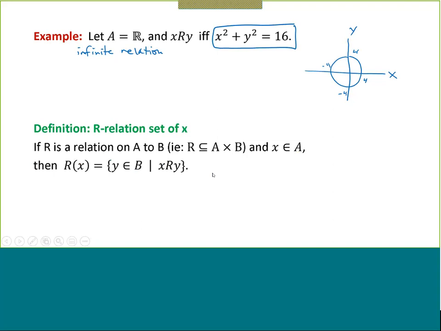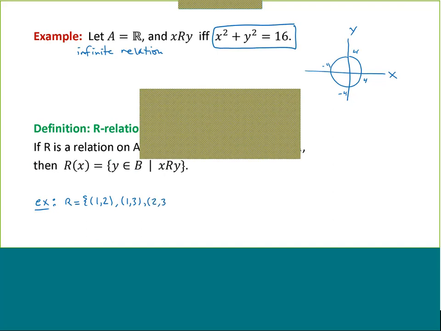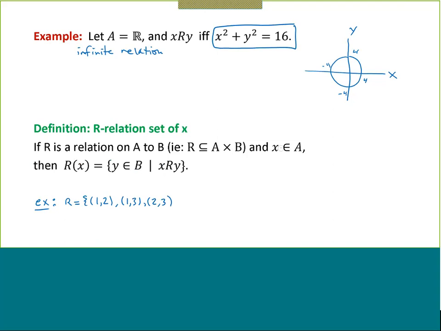So if we put in an example here, suppose your relation is something really tiny. So maybe (1, 2), maybe (1, 3), maybe (2, 3). In other words, this same guy that we had previously.